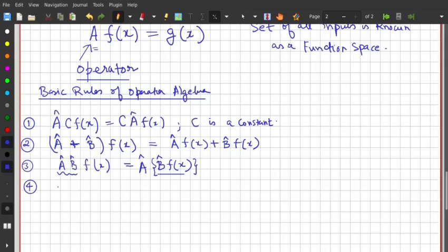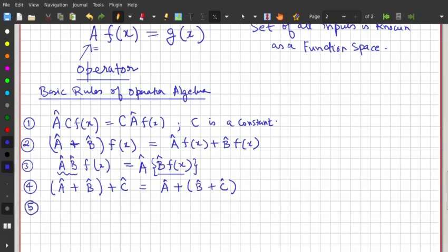Similarly, for the next property, let's say we have operator A plus B plus operator C. This is the same as operator A plus operator B plus operator C. So this is the associative law for addition. And then we have A plus B equals B plus A. So you can think about this as the commutative law with respect to addition.